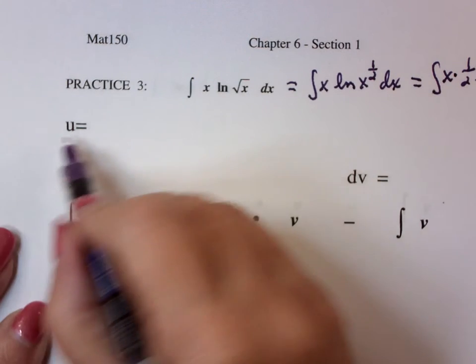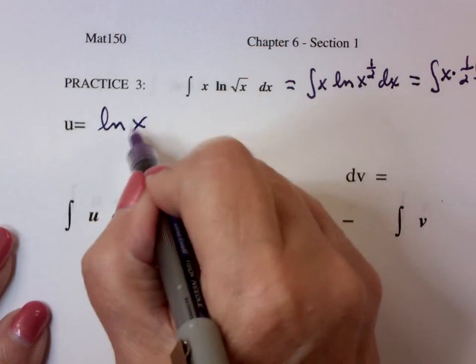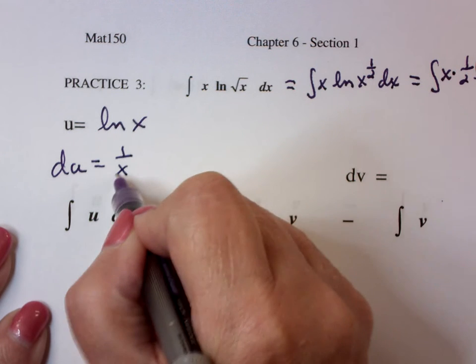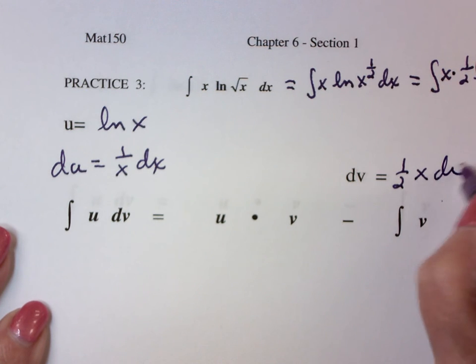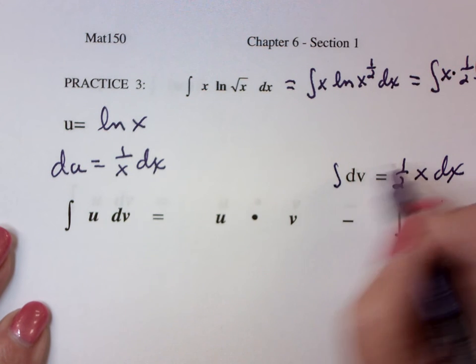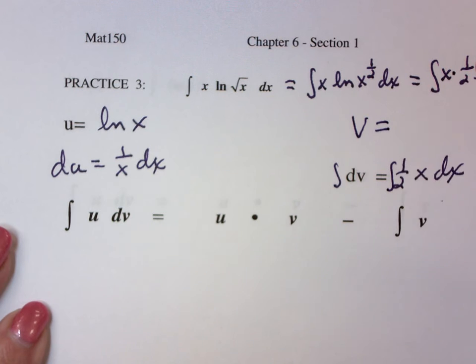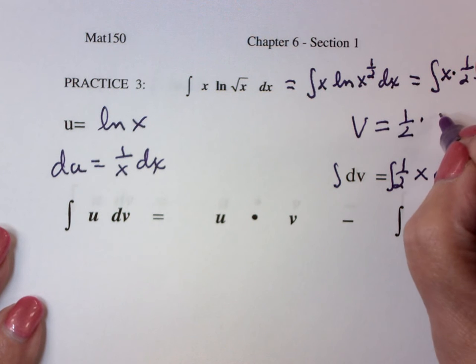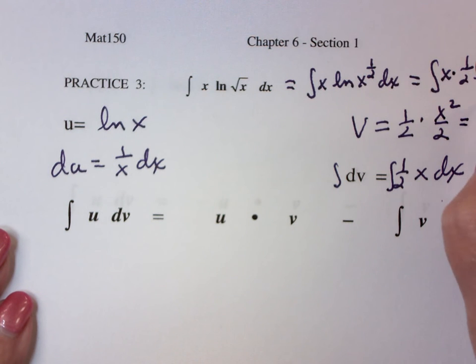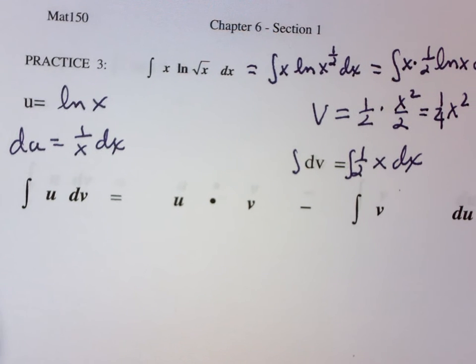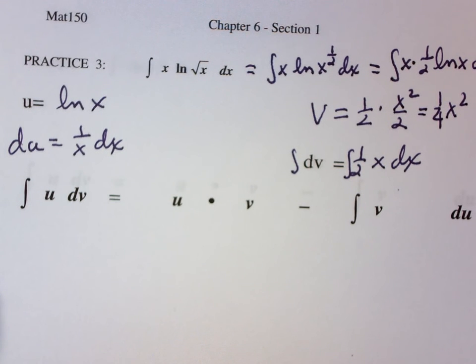So u is going to be natural log x, so that du is 1 over x dx. dv is 1/2 x dx. And if I integrate both sides, then v is 1/2 times, what's the antiderivative of x? x squared over 2, which is 1/4 x squared. Because it's easier to handle it that way.